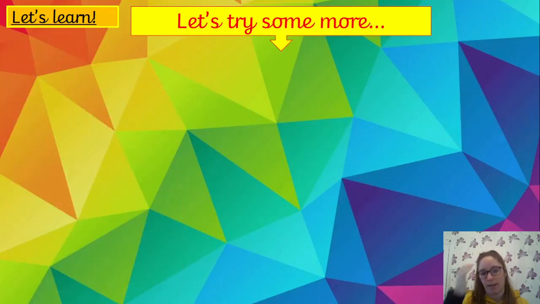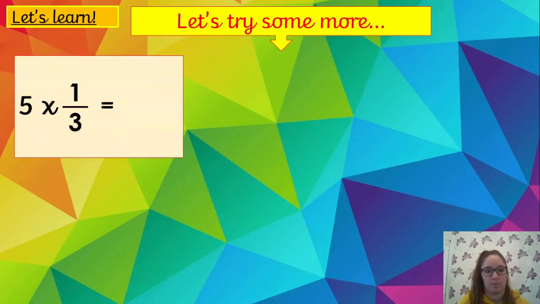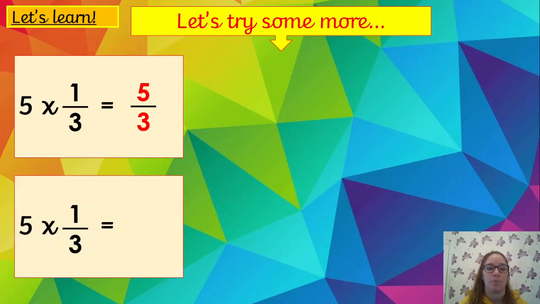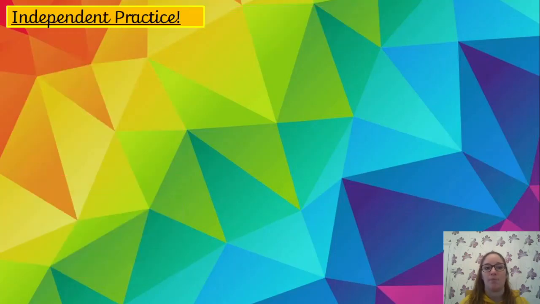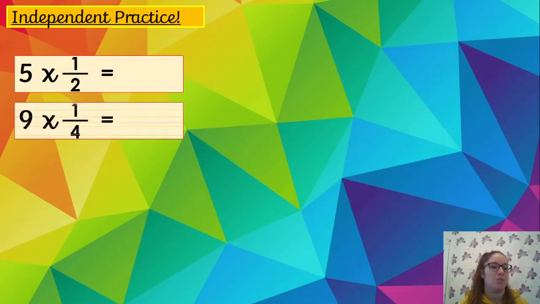Okay, so let's try another one. 5 times 1/3. What's the first thing you're going to do? You're going to times your whole number by your numerator, which will give you 5/3. That's an improper fraction. So if we change it to a mixed number, we know that 3 goes into 5 one time with 2 left over. So it's 1 2/3, remembering the denominator stays the same. Now it's your turn. These are your questions for today.